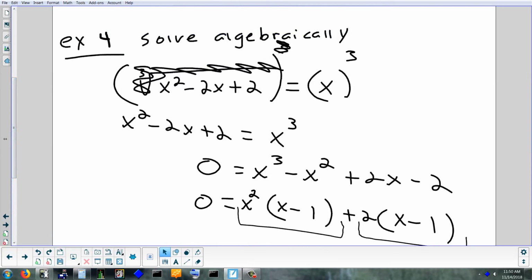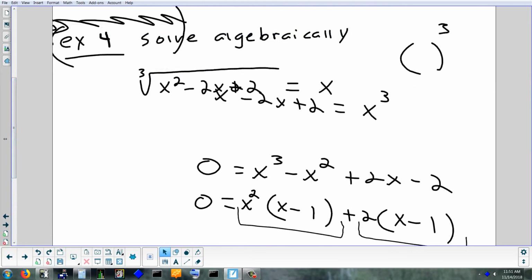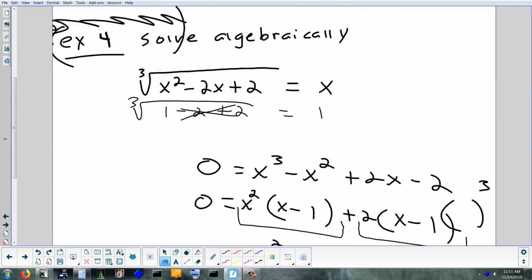if we plug it into the original problem, I'll just move away the stuff that wasn't the original problem. Let's put that down there. If you plug in 1, you get 1 minus 2 times 1 plus 2 equals 1, and that's all cube rooted. Well, minus 2 plus 2 cancels out. And then we end up with, does the cube root of 1 equal 1? Yes. So our answer works.